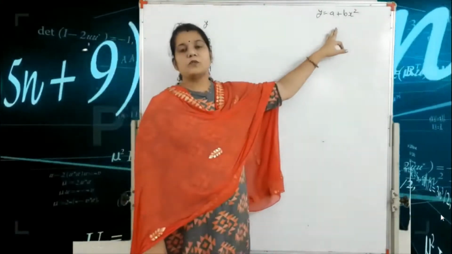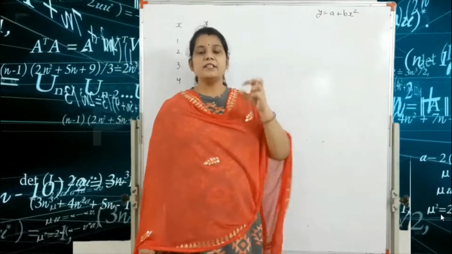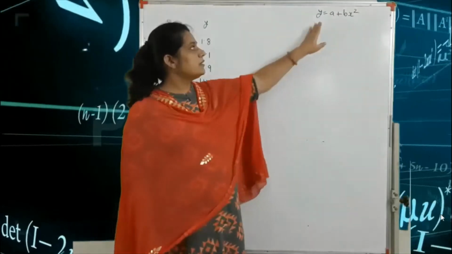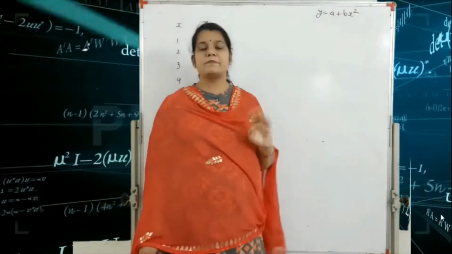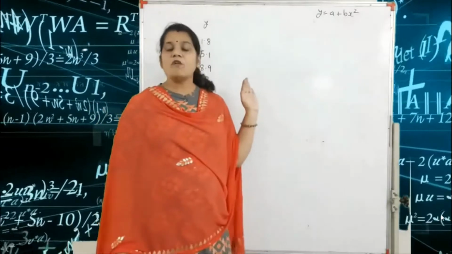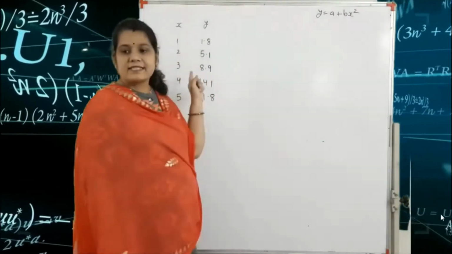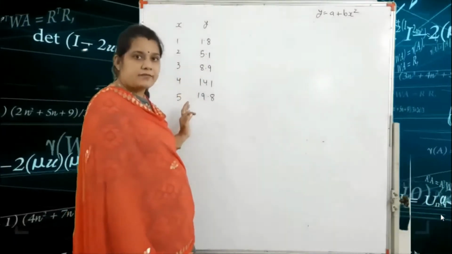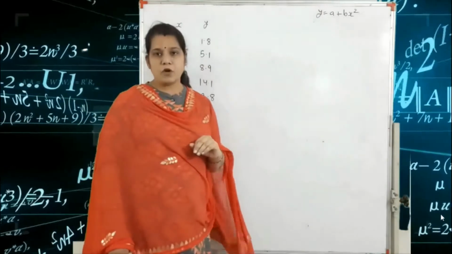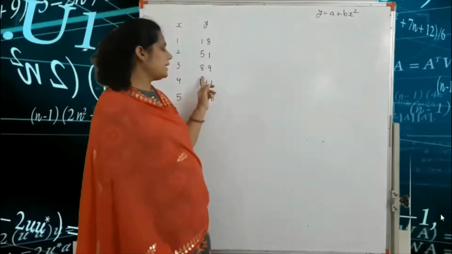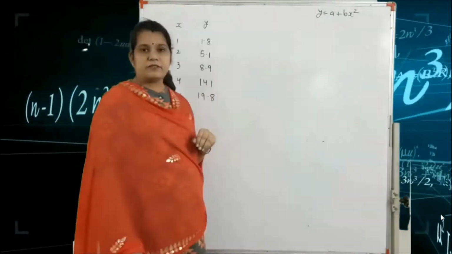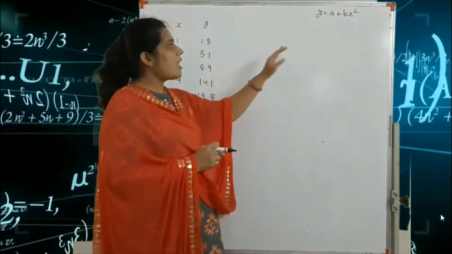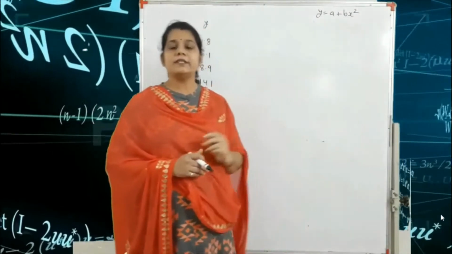So this is also a quadratic equation, y is equal to a plus bx square, and we fit the curve for a second order equation. Here y is equal to a plus bx square, and we are given the values of x and y. The value of x is 1, 2, 3, 4, 5, and the value of y is 1.8, 5.1, 8.9, 14.1 and 19.8.